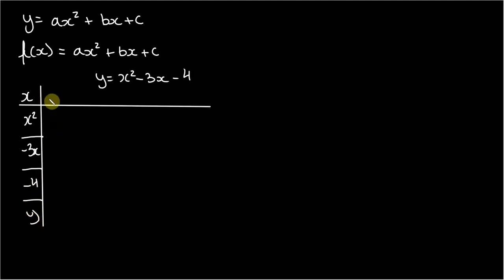So for example, if x equals negative 2, you would work out the relevant values in this column. x squared, well, negative 2 squared is 4. Negative 3 times negative 2 is 6, and this is just negative 4, that's the constant c. So y would equal, in this case, 4 plus 6 is 10, minus 4 is 6. Your x value would be negative 2 and your y value would be 6, and you would do this for all the x values that you needed to find the corresponding y value.